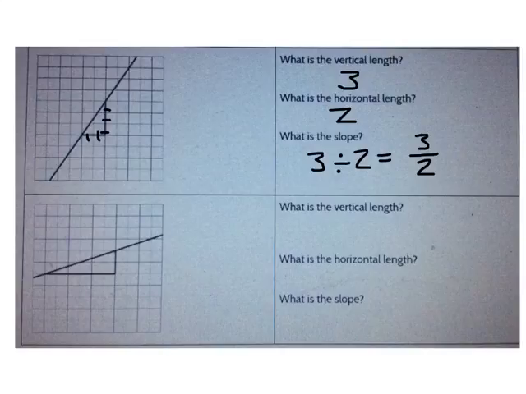Let's do another example. What is the vertical length of the triangle to the left? It's 1, 2. What is the horizontal length?